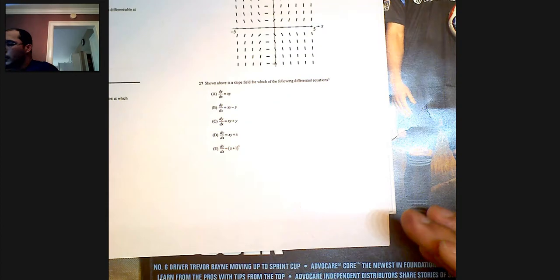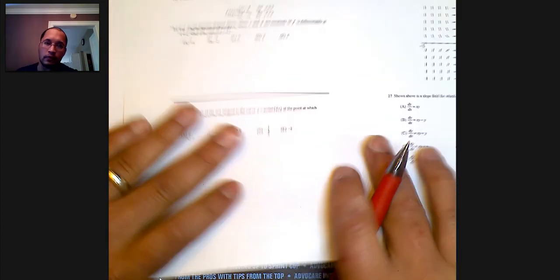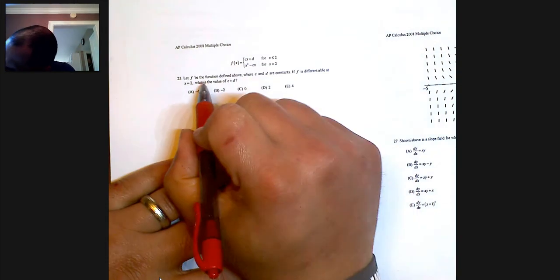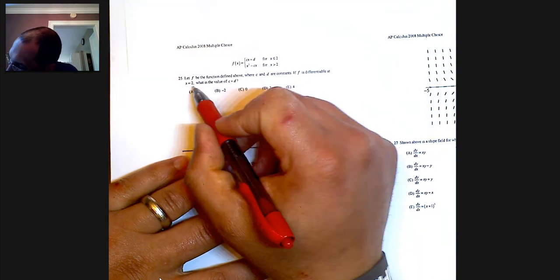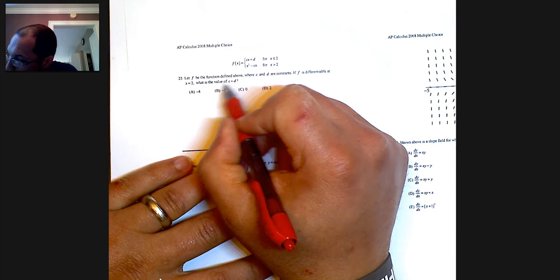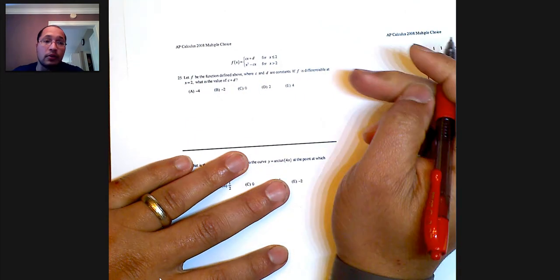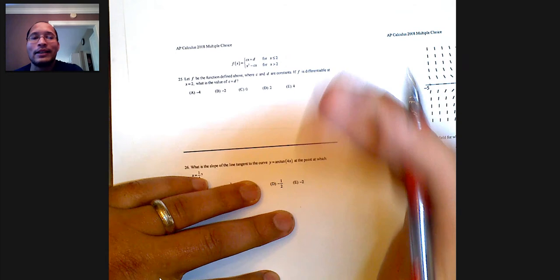Alright, so moving on. Here we go. Yay. Function with constants C and D. If it's differentiable at x equals 2, what is the value of C plus D? If it's differentiable, that means their derivatives need to be the same value at 2. Okay, so we set their derivatives equal to each other.